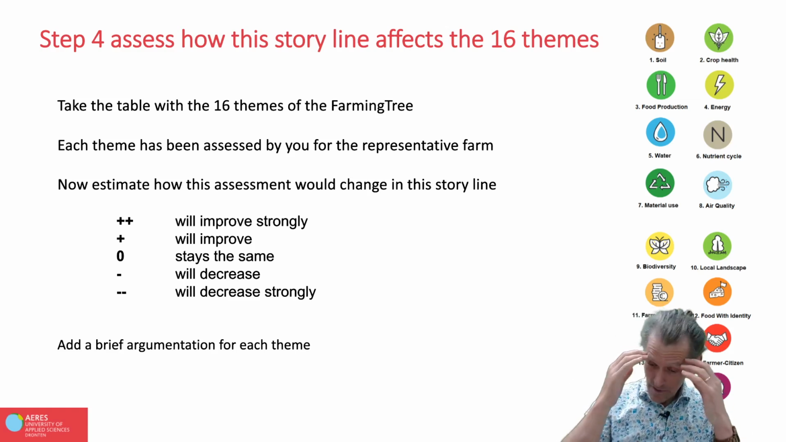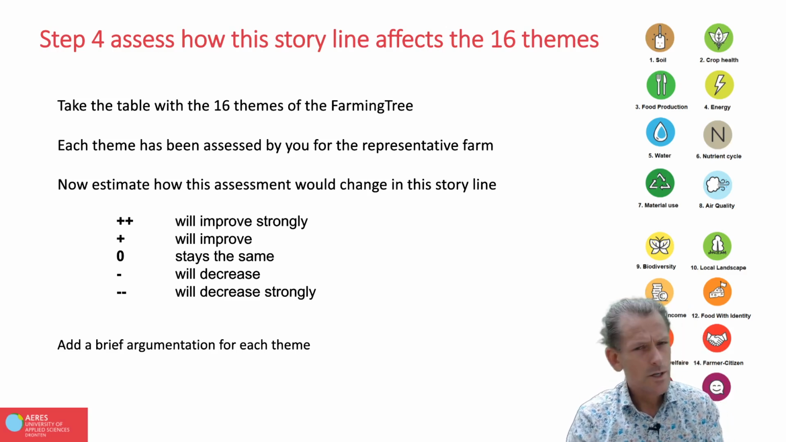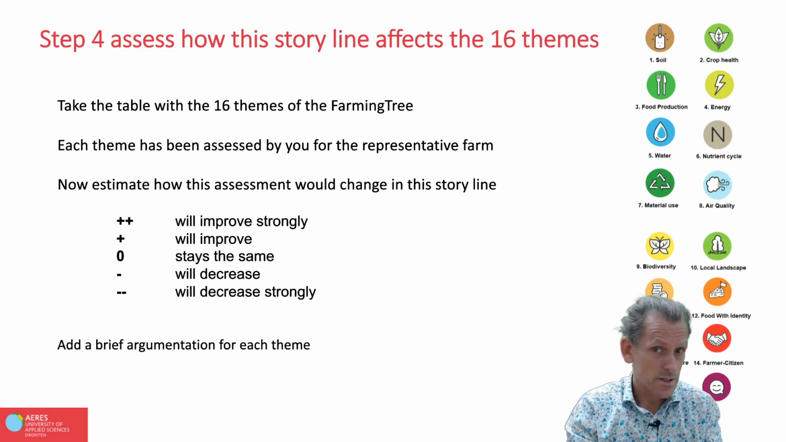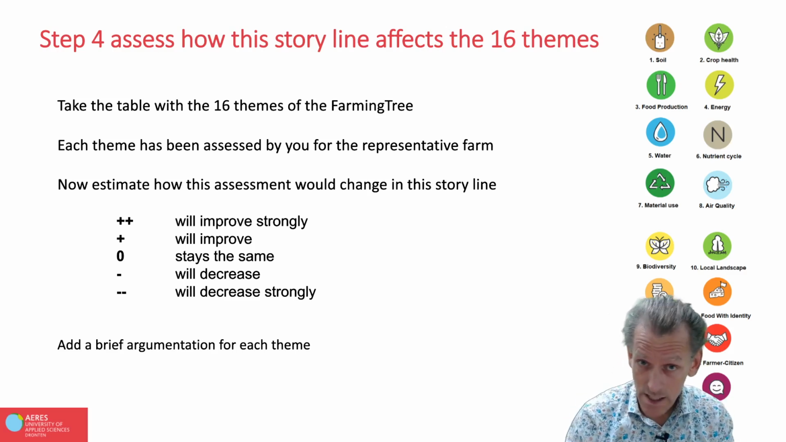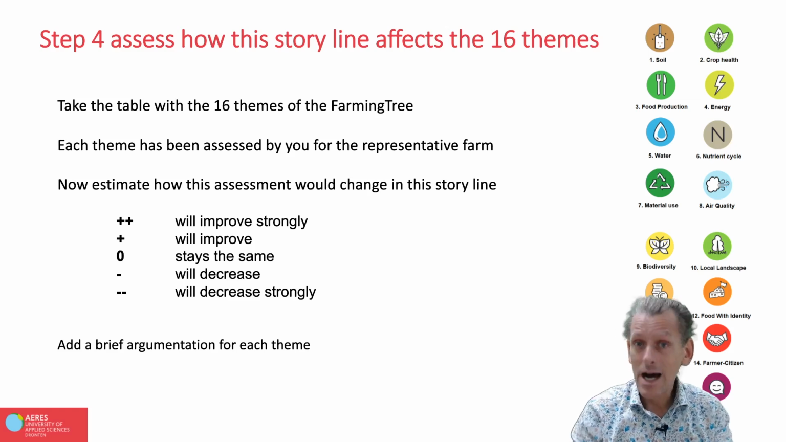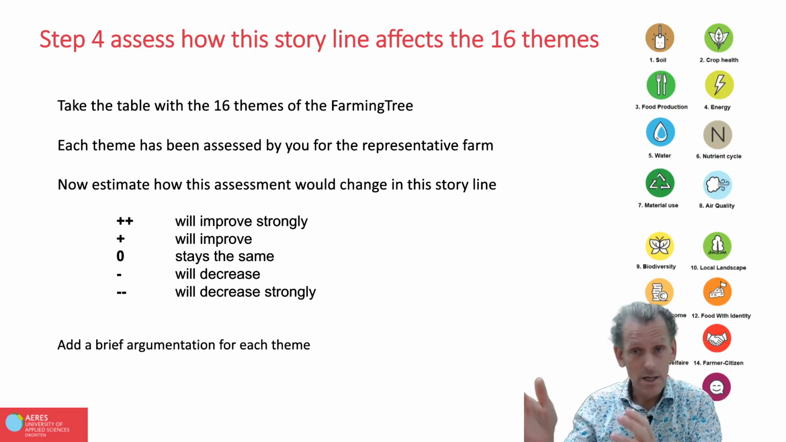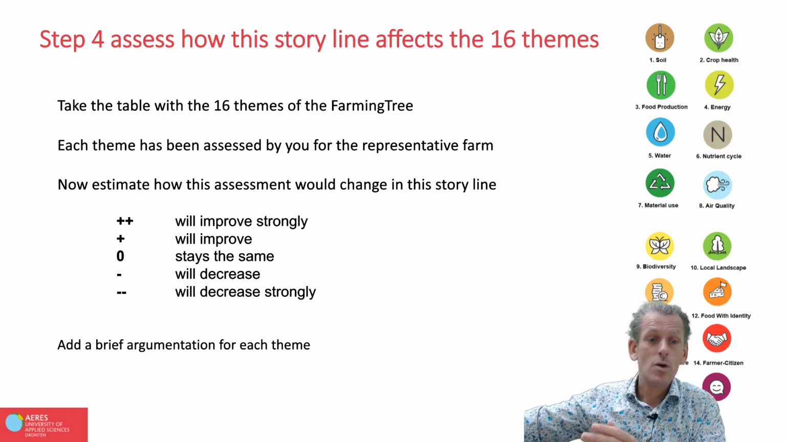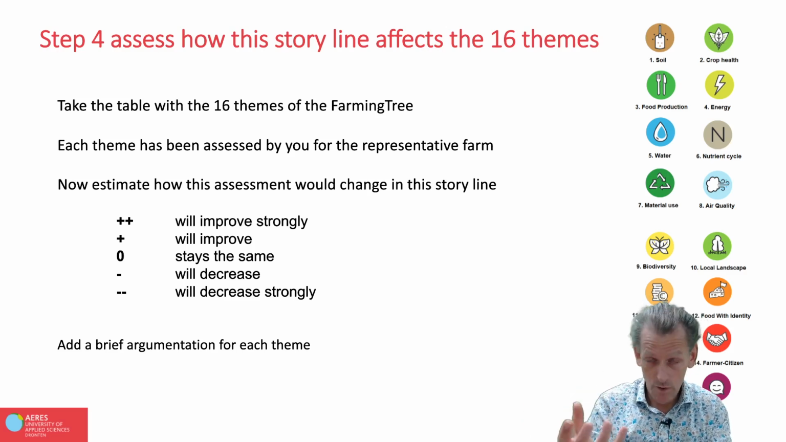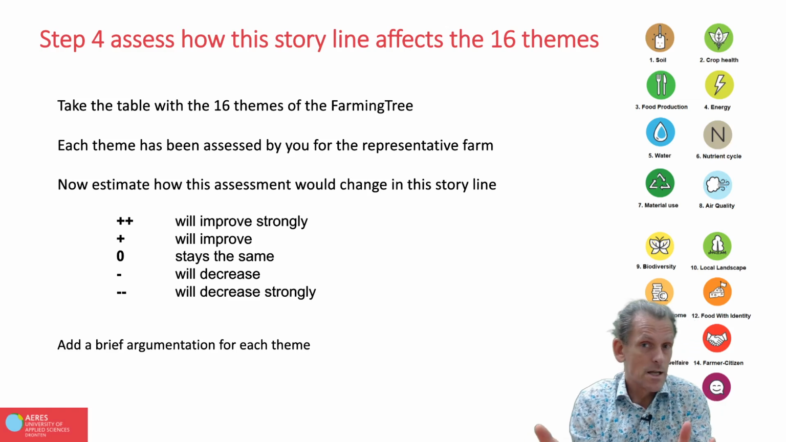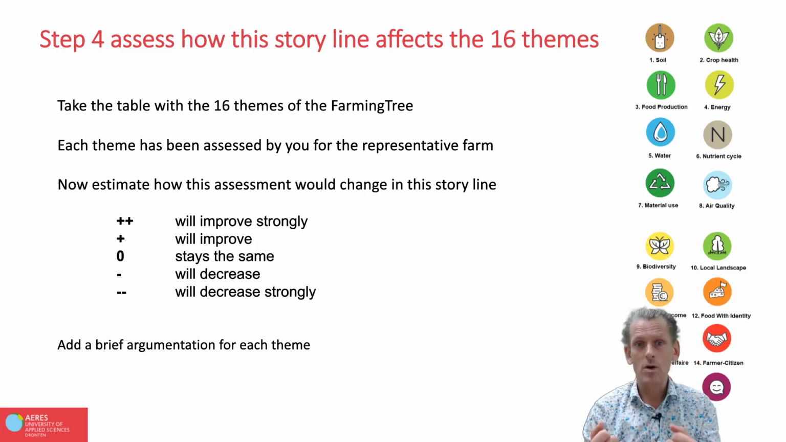So now you have made a vision for this, and you get into how this would actually affect the 16 themes. Take the table again with the 16 themes, and each theme has been assessed by you. Now estimate how this assessment would change, given that this storyline has been in place for 5 to 10 years. Would it, for this specific theme, improve strongly, plus plus, improve, a plus, stay the same, 0, become less, decrease, a minus, or decrease strongly, minus minus?